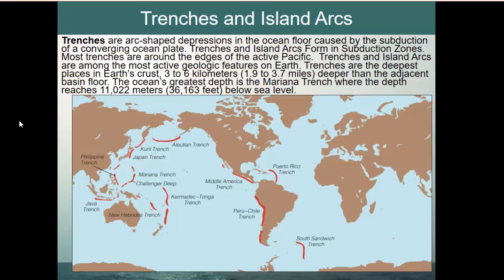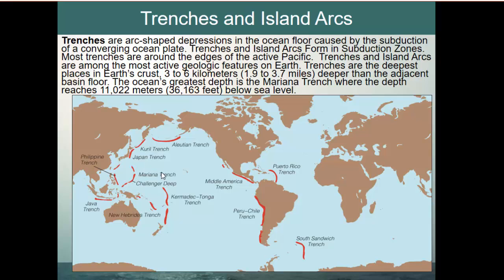If you think about all the earthquakes and volcanoes in Japan lately, that's because you have a very significant plate motion here and a significant oceanic trench. Trenches are the deepest places on Earth, and they're between 3 and 6 kilometers deep, much deeper than the adjacent basin floor. The ocean's greatest depth is the Marianas Trench. The deepest reaches more than 11,000 meters, or 36,000 feet, below sea level, and that's the Mariana Trench right there, and there's the Challenger Deep. So those are the deepest trenches.